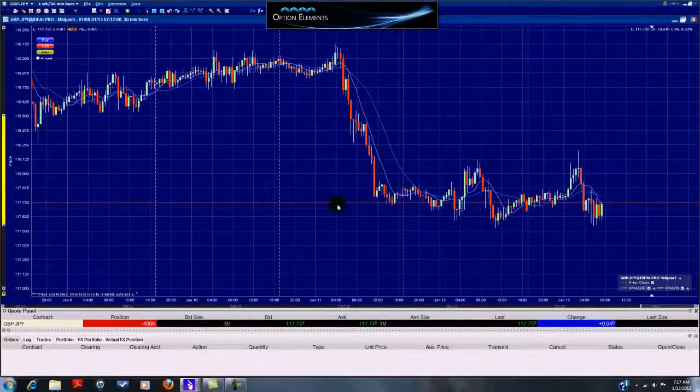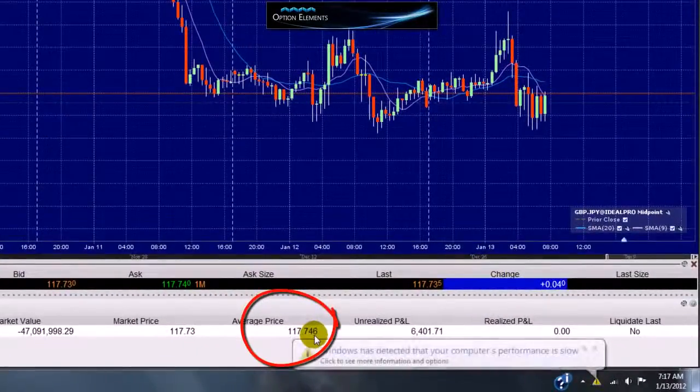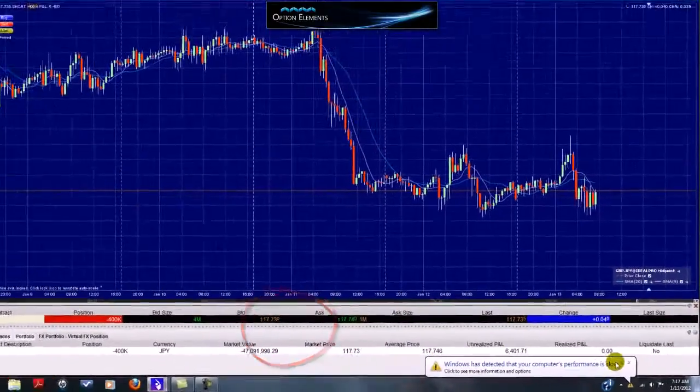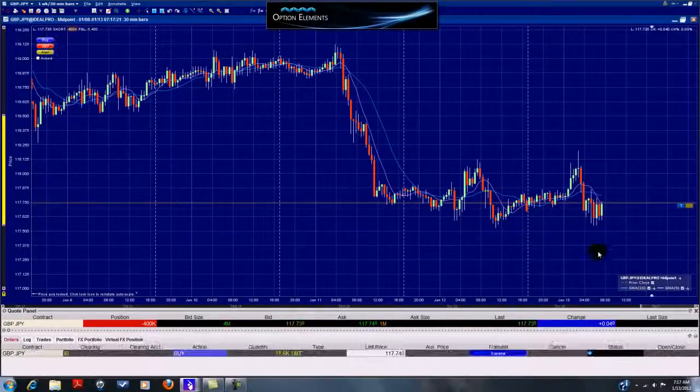We are now short 400 of the Japanese yen right here on the red line. We just sold those. Our average price on that was 74.6, and we're going to put a buy order in to cover those.